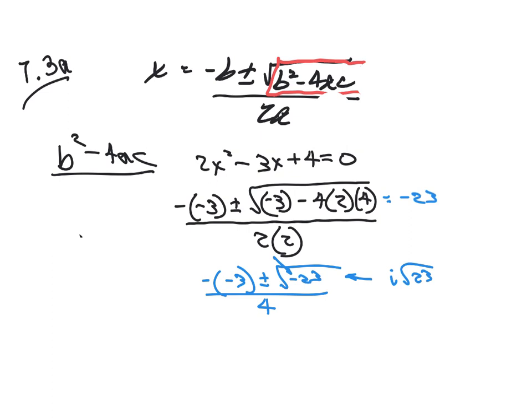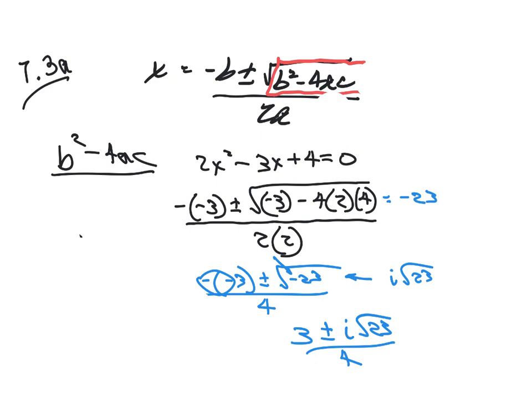Okay? That means now our answer is going to be, let's go ahead and make that a plus 3, plus or minus i square root of 23 over 4. That is not very pretty, but we get 3 plus i square root of 23 over 4 and 3 minus i square root of 23 over 4. This is not a rational answer. This is a complex solution because it contains i. So whenever your discriminant equals a negative number, you still get two answers, but you have i in the answer.